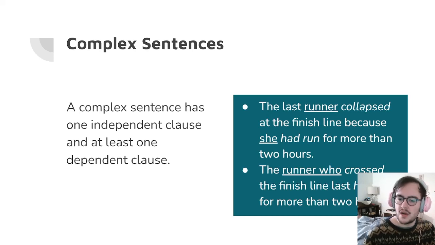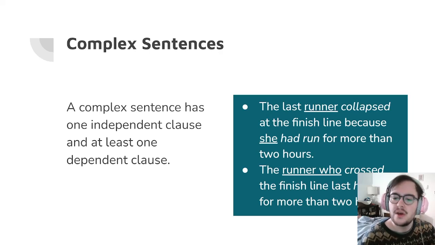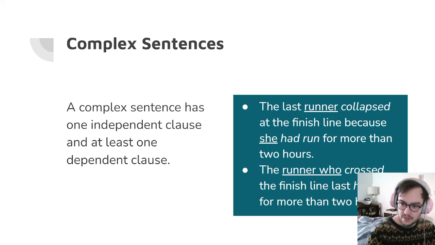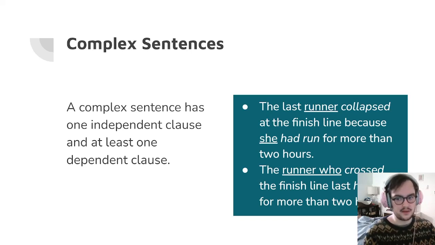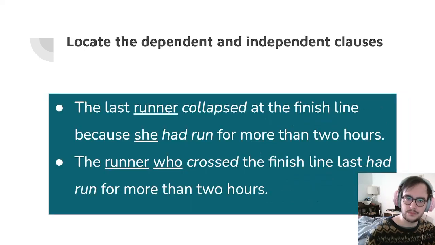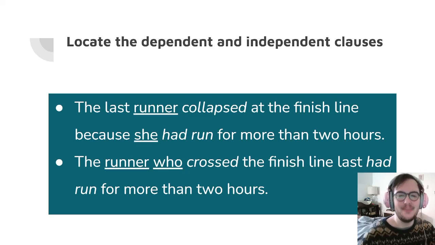The runner who crossed the finish line last had run for more than 2 hours. The subject is the runner who, and the predicate is crossed and had run. Now, the question for you is to locate the dependent and independent clauses. Remember back, independent can stay on its own and dependent cannot. Take a look at these sentences. Pause the video if you need to. And I'll show you the answers here.